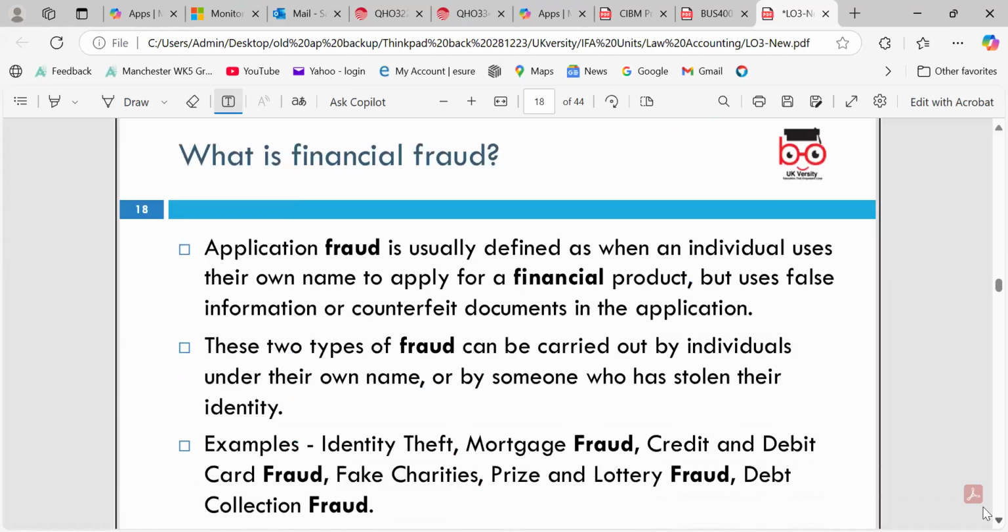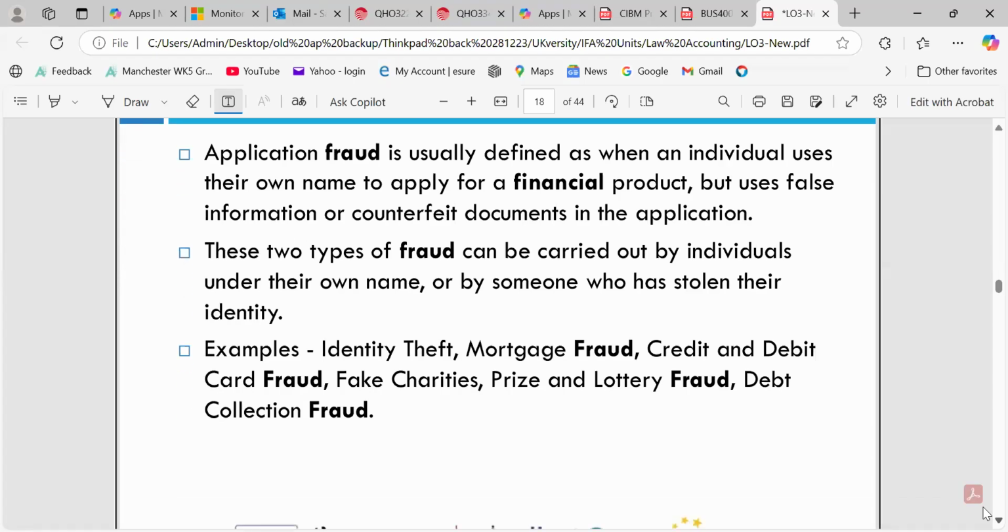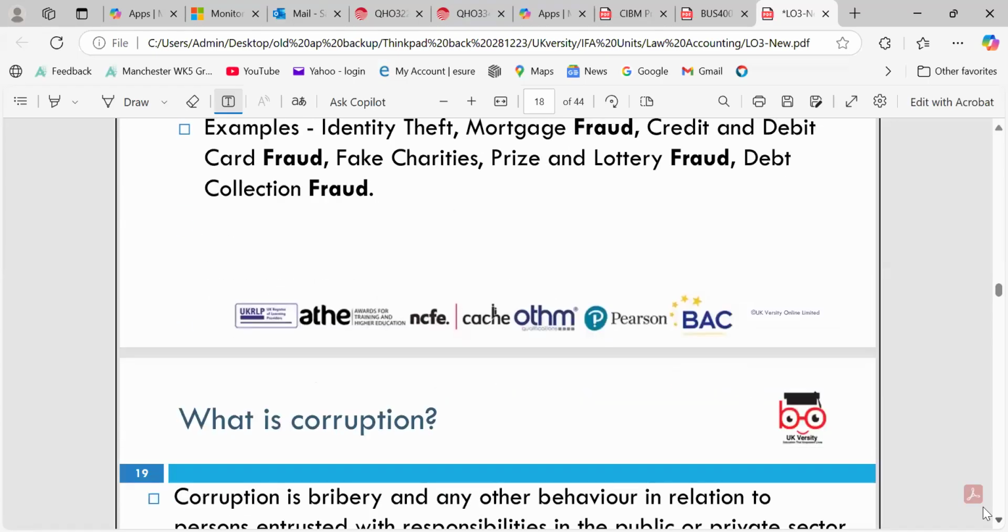Okay, financial fraud. That is different from errors, which can be unintentional. Fraud involves intention: the fraudulent use of information, counterfeit documents, like PPI, payment protection insurance, which was included in a product and sold as one package, and the two payments used to go out. These were mis-sold, and that is why the claims happened. So we need to make sure we verify identity and check the client's credentials. We keep records, and we can look at credit and debit card fraud, fake charities, prize and lottery fraud, and debt and collection fraud. These are all things we need to make sure of.